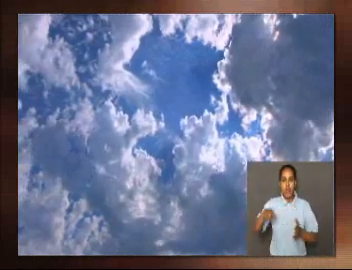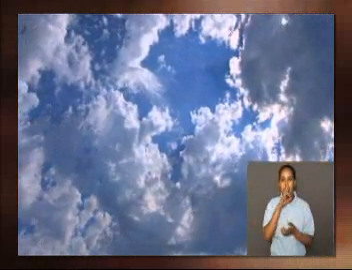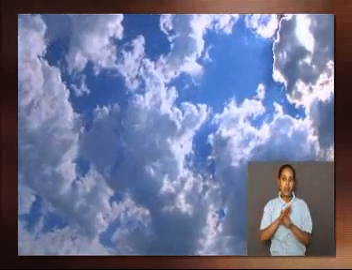Clouds are an example of colloids. They are made up of air and water droplets that are small enough to not settle, but are large enough to scatter light effectively.